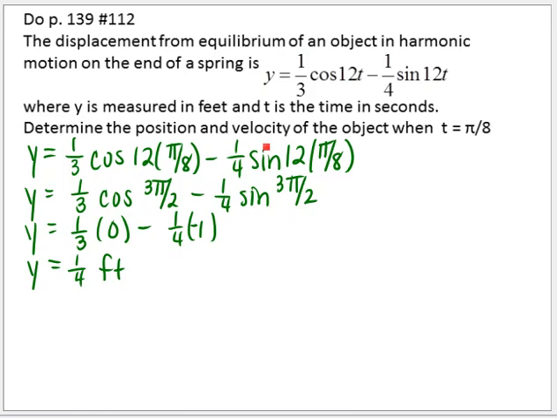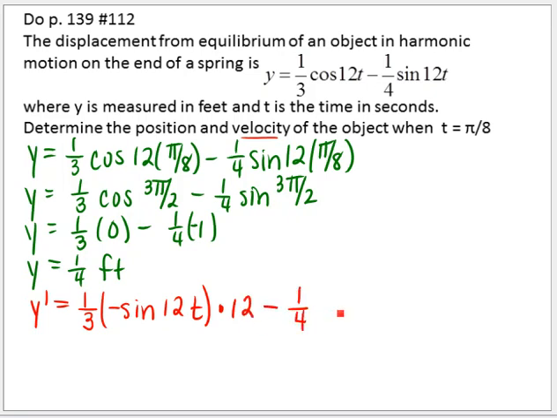The next thing I'm going to do is find the velocity, and we know that velocity is found by finding the first derivative. So I will find the first derivative of this, bring down my constant. I will multiply it by the derivative of cosine, which is negative sine of 12t. It's not just a plain x, so I have to multiply it by 12, minus 1/4, take the derivative of sine, which is cosine 12t, and I'm going to multiply that by 12 because it wasn't a plain old x.